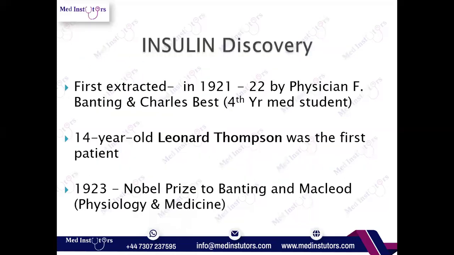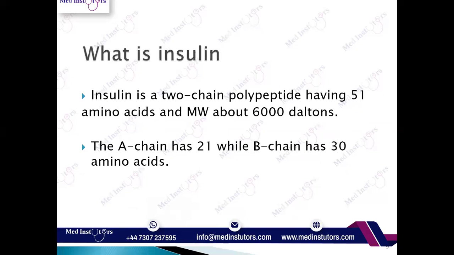So in the insulin discovery phase, Charles Best was a fourth-year medical student helping physician Banting, and together they discovered insulin. It was tried on a 14-year-old, Leonard Thompson, who was the first patient to receive insulin as management of diabetes mellitus. In 1923, the Nobel Prize in Physiology and Medicine was given to Banting and MacLeod. Banting was kind enough to share half of his prize money with Charles Best, the fourth-year medical student. So that is about the discovery of insulin.